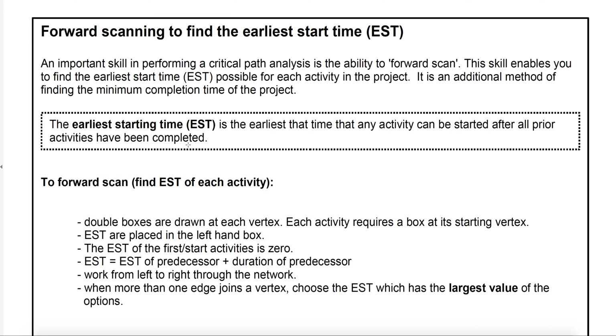Now, forward scanning is going to give you more information than our other technique. Our other technique just found the critical path and the minimum completion. Forward scanning is going to tell you the minimum completion as well, but it's also going to give us something called the EST, the earliest start time. We're going to get the earliest start time for every activity in the network. So that means, at best, what's the earliest that each activity can begin? Obviously, this is going to be determined by the predecessors and how long they're taking.